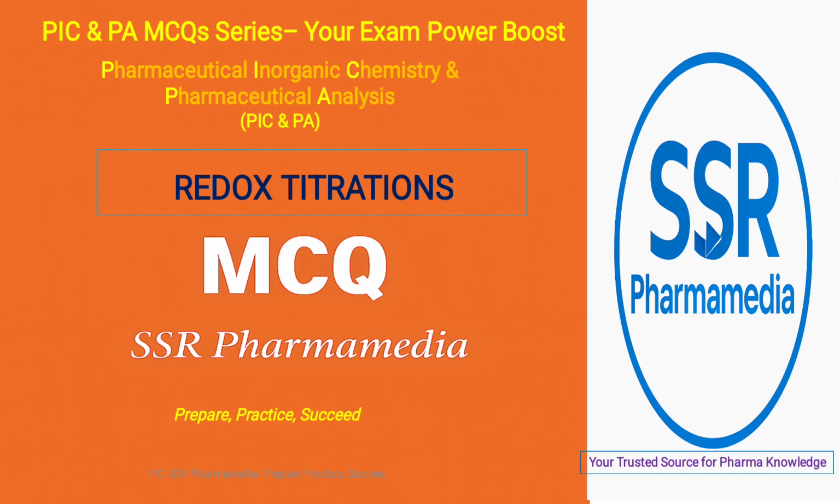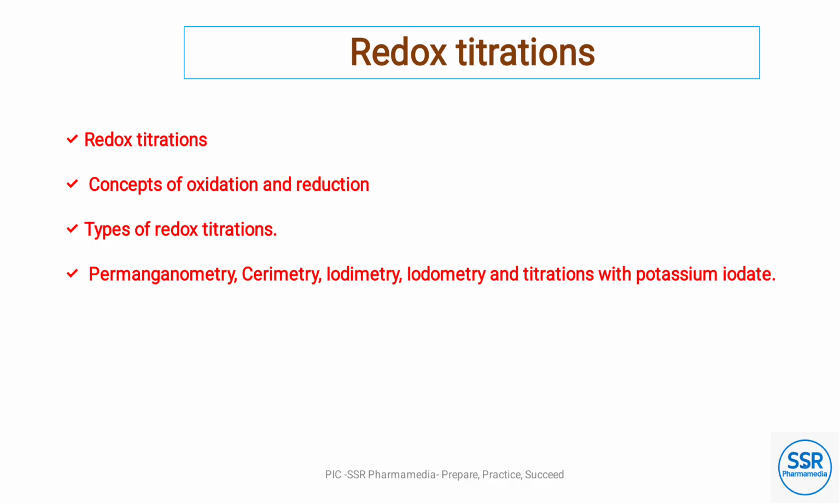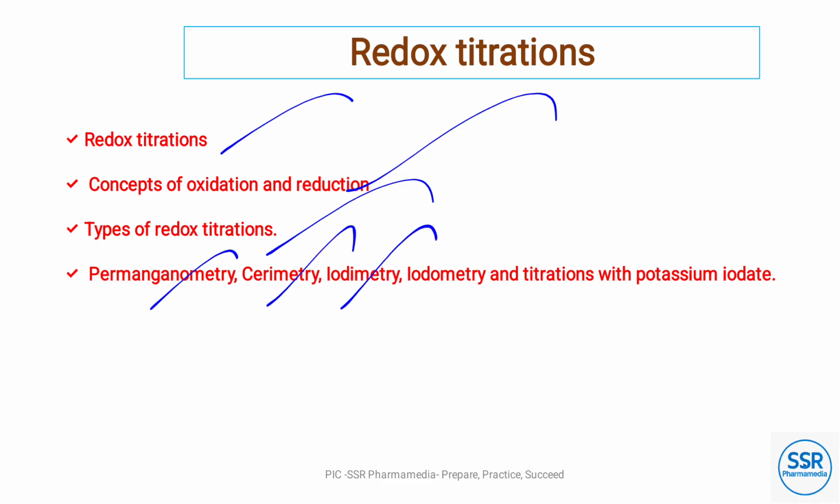Today we are going to discuss redox titration. It is a topic present under the Pharmaceutical Inorganic Chemistry and Pharmaceutical Analysis subjects. Prepare, practice, succeed. In redox titration, we are going to discuss the introduction to redox titration, concepts of oxidation and reduction, and types of redox titrations. The types are permanganometry, cerimetry, iodimetry, iodometry, and titrations with potassium iodate. So these are all the types of redox titration. Now we are going to discuss these topics.